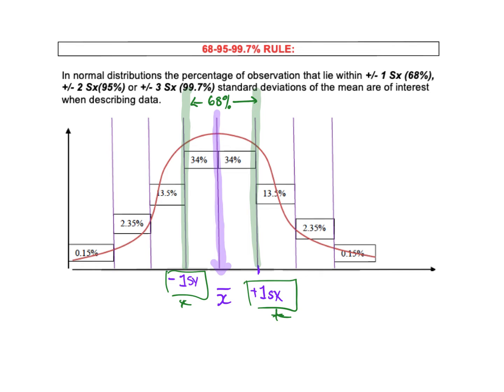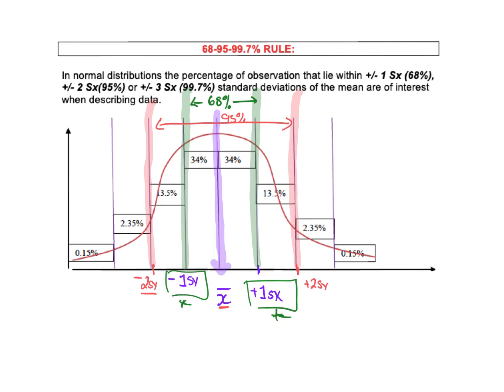Okay, then the next scenario: if we add 2 standard deviations to the mean, so if I plus 2 standard deviations to this mean value, or if I minus 2 standard deviations to this mean value, within those two, between plus or minus 2, we have 95% of the data.